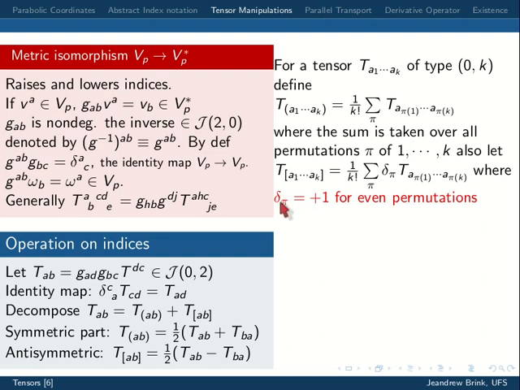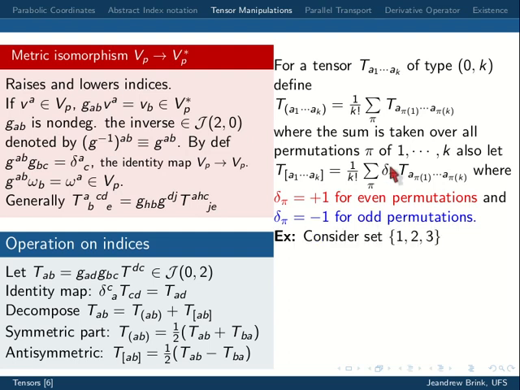So if you have this delta pi, basically you have even permutations, it's 1. Suppose you have 1, 2, 3, it's 1. If you have 3, 1, 2, it's also 1. If you have 2, 3, 1, it's also 1. But it's -1 if you have odd permutations. An odd permutation of 1, 2, 3 is where you just switch two of the indexes, so 2, 1, 3 would be an odd permutation.